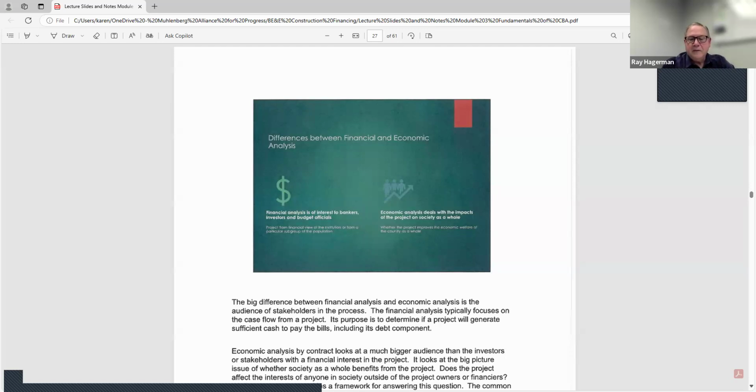The economic analysis, though, deals more with the impact on society as a whole. How many jobs is it going to create? Is it going to be of benefit to people?